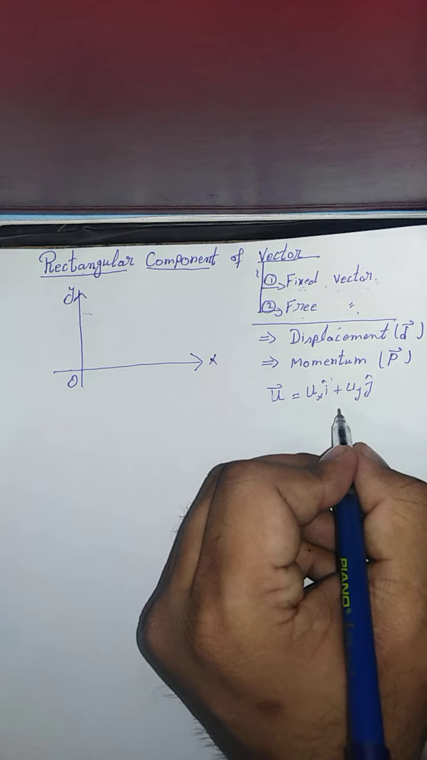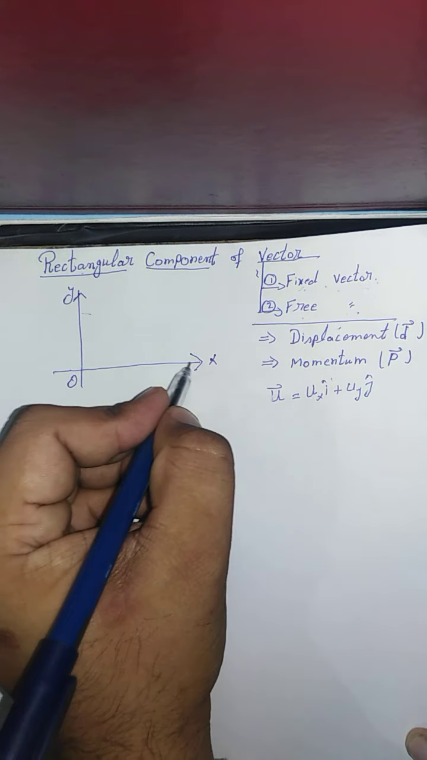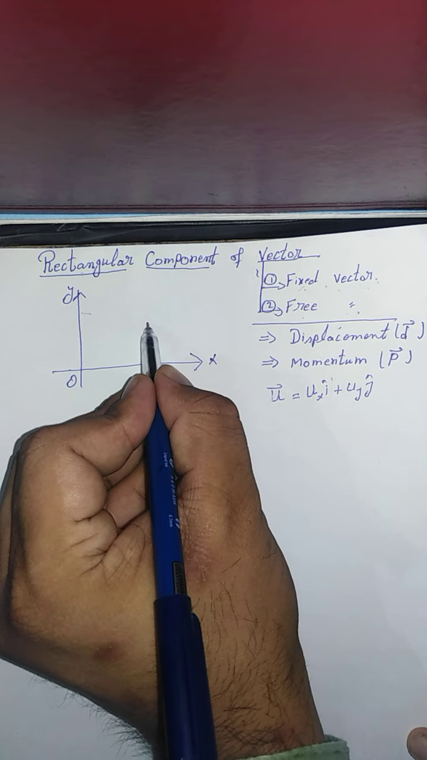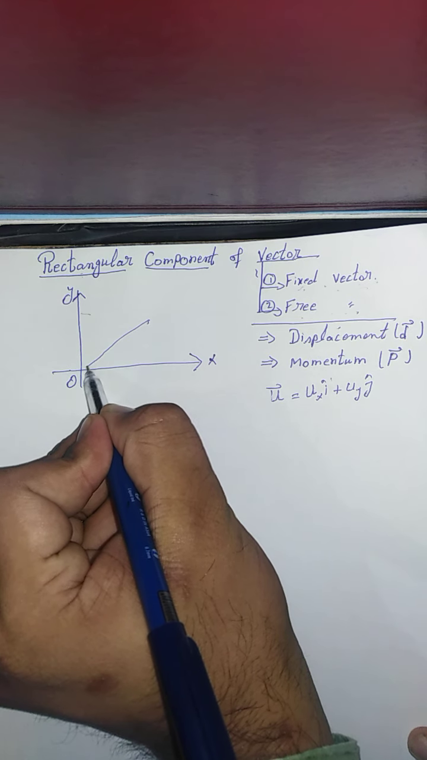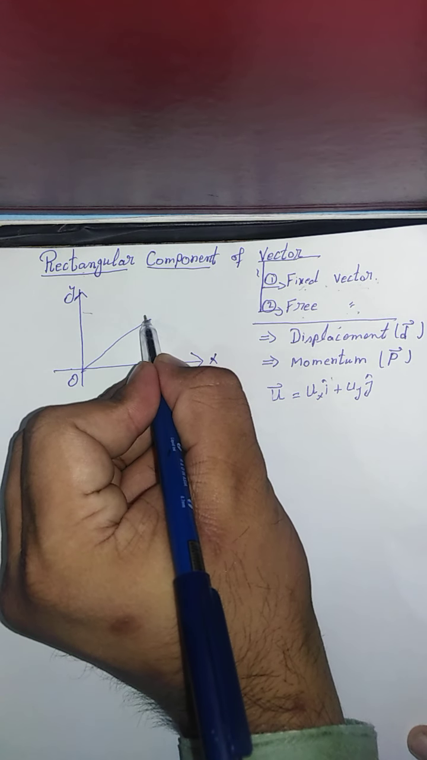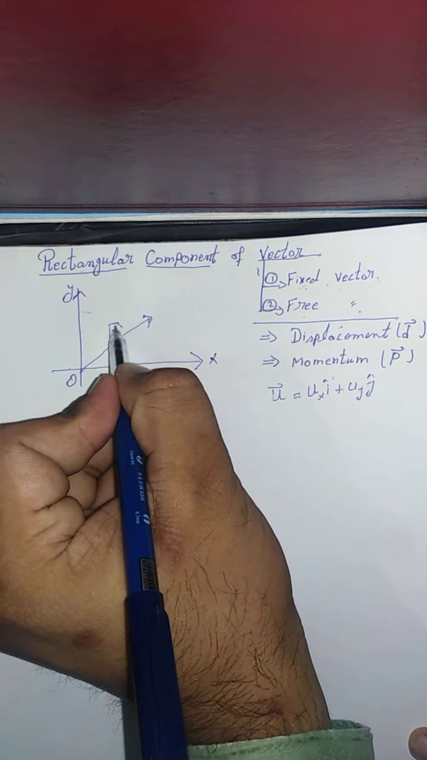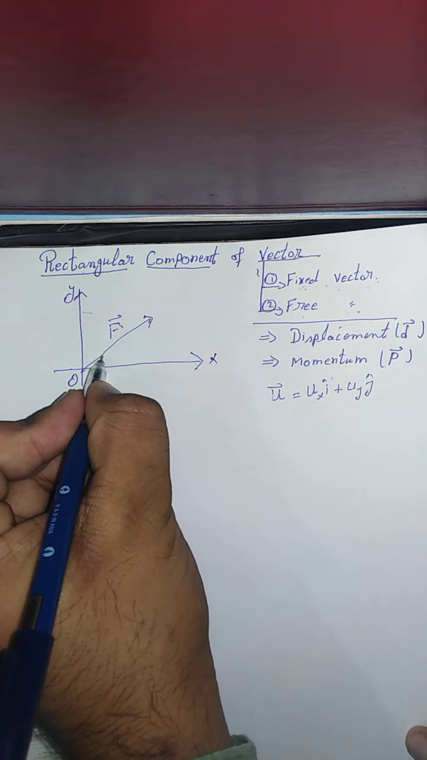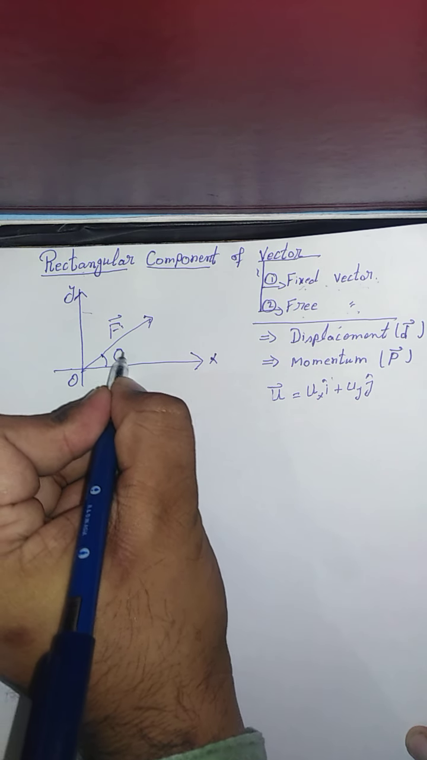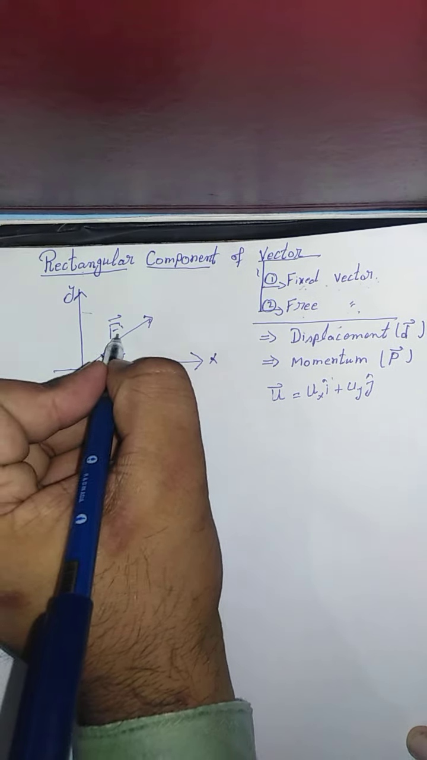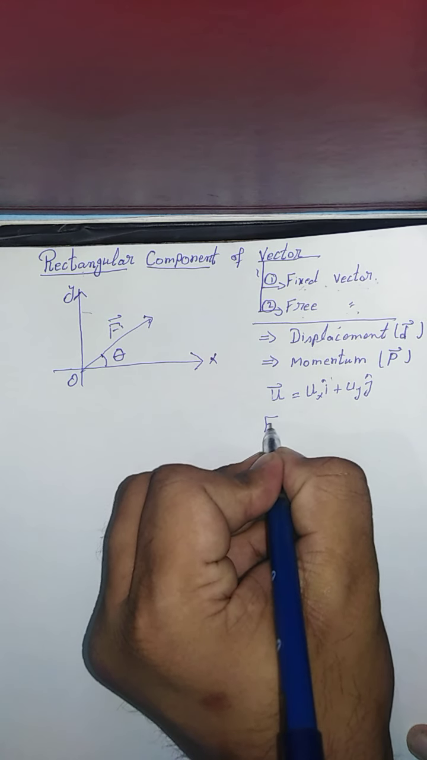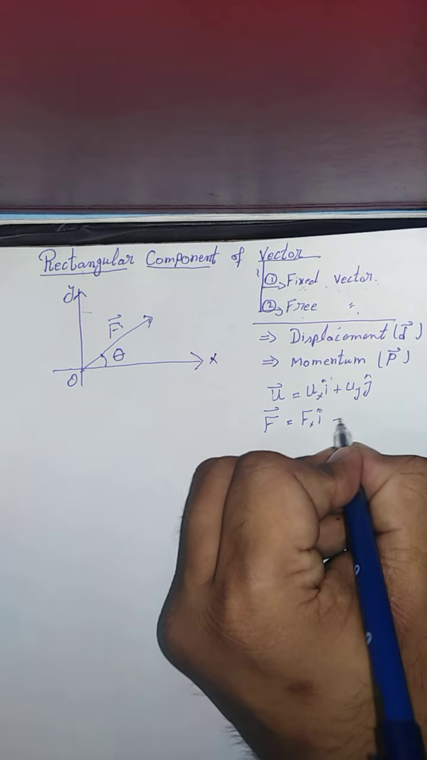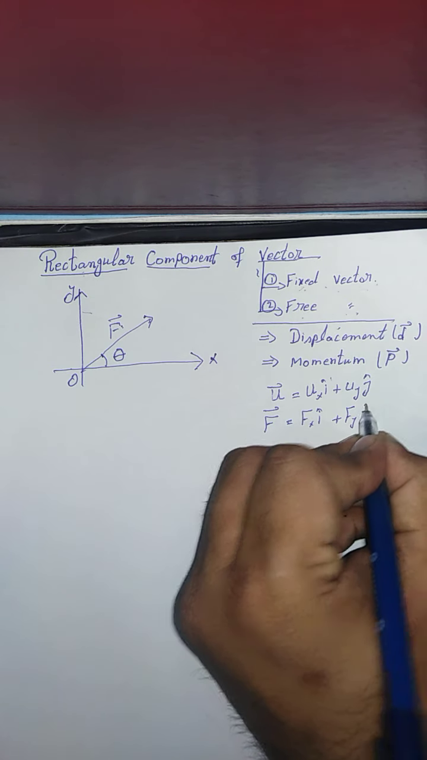If the vector is in a two-dimensional plane like x and y, let's say we have a vector force which is applying on a certain object. Force is a vector quantity. You can use here acceleration or velocity, which is making an angle theta along the x-axis. And the vector force can also be written in terms of unit vectors like vector F is equal to Fx i unit vector plus Fy j unit vector.